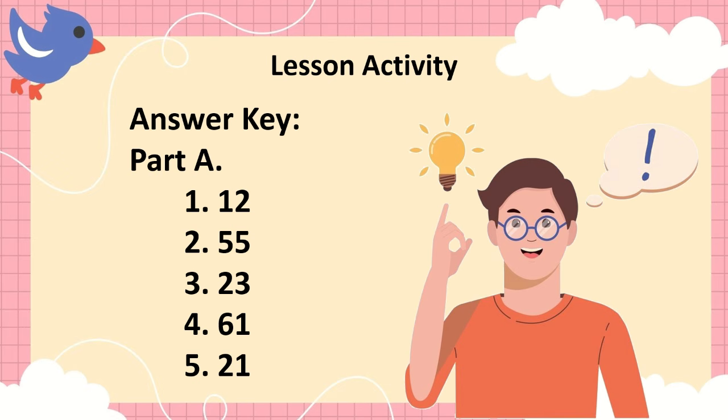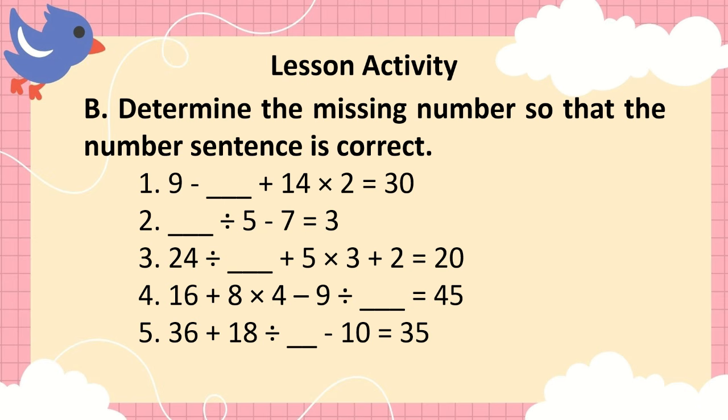So here are the correct answers for part A. Number 1: 12, 2: 55, 3: 23, 4: 61, and number 5: 21. Moving on with letter B. Determine the missing number so that the number sentence is correct.